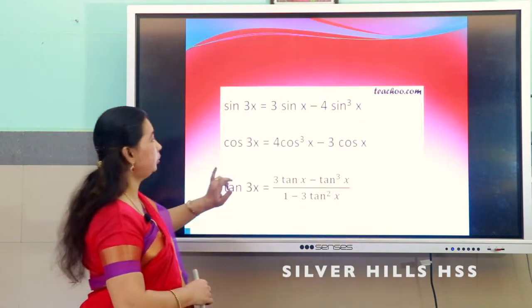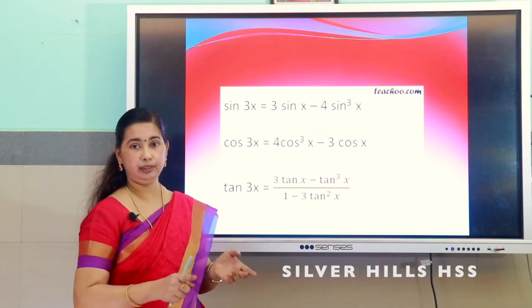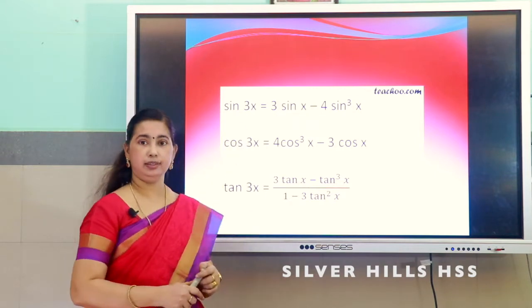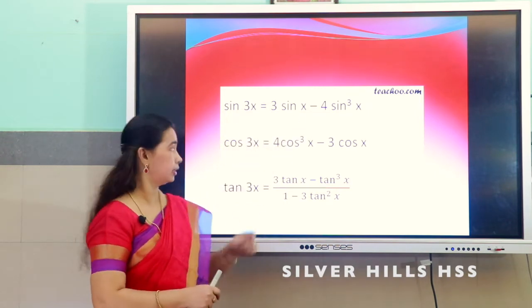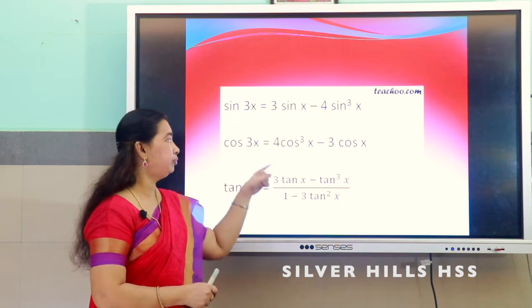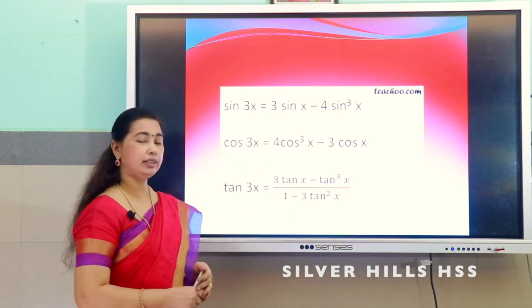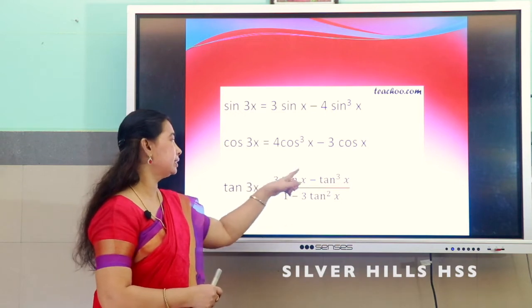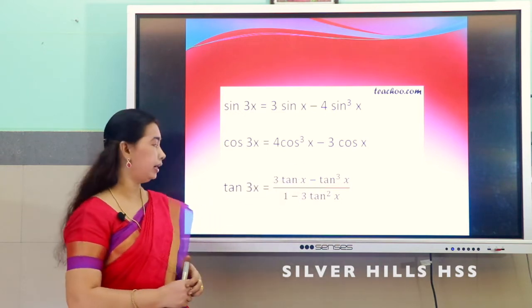Now there are few more results for sine. Angles multiplied by 3. That is sine 3x. Sine 3x is 3 sin x minus 4 sin cube x. Cos 3x equal to 4 cos cube x minus 3 cos x. And tan 3x equal to 3 tan x minus tan cube x divided by 1 minus 3 tan square x.